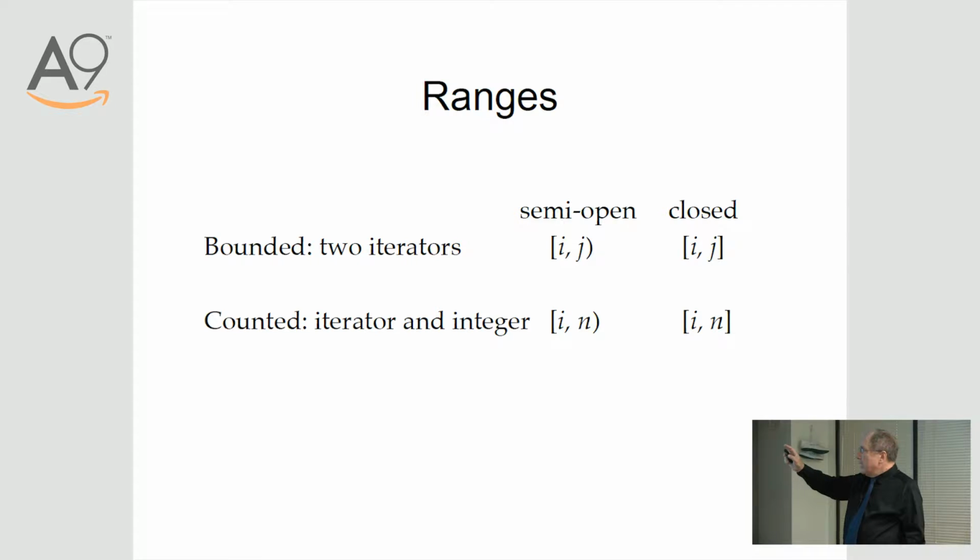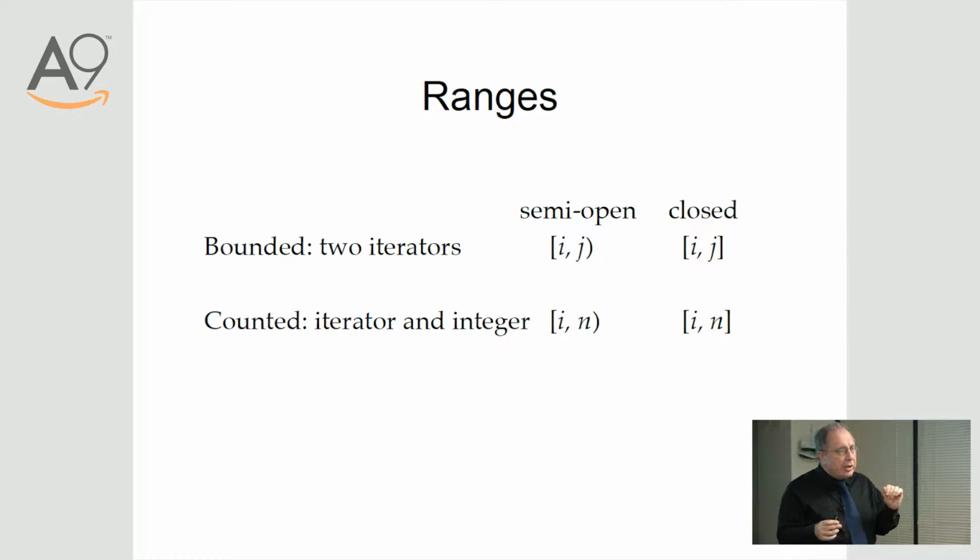Ranges could be semi-open or closed, meaning they include the last element or they're just bounded by the last element. Mathematicians knew about that for quite a while, and we should know too. So bounded, semi-open or closed. Or bounded, that is, a range is defined by 2 iterators.